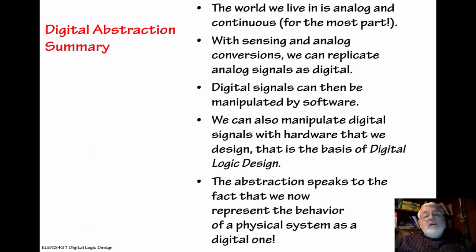Okay, so the digital abstraction summary. The world we live in is analog and continuous for the most part. There are some examples of digital in the real world, but maybe I'll touch on those as we go along. They're not important to this course. With sensing and analog conversions, we can replicate analog signals as digital. I already said we can use sensors, we can convert analog to digital, we can sample it, and once we get it into digital, then we can do all sorts of interesting manipulation.